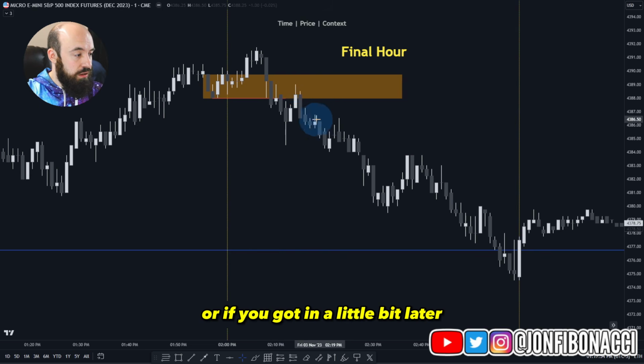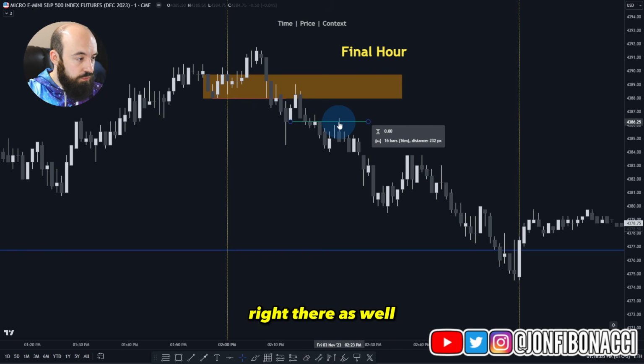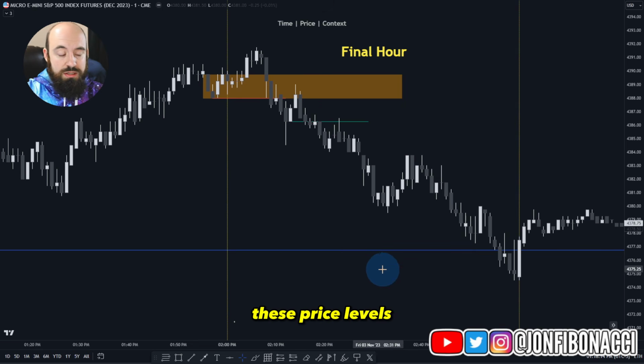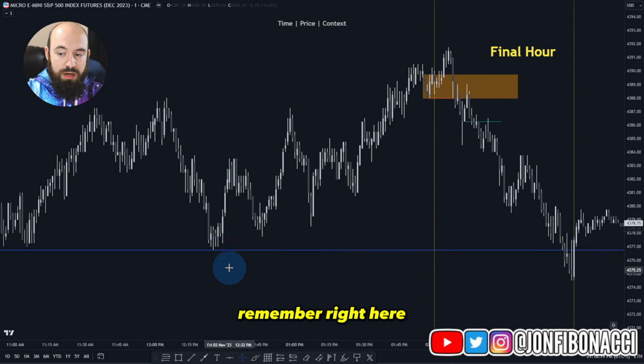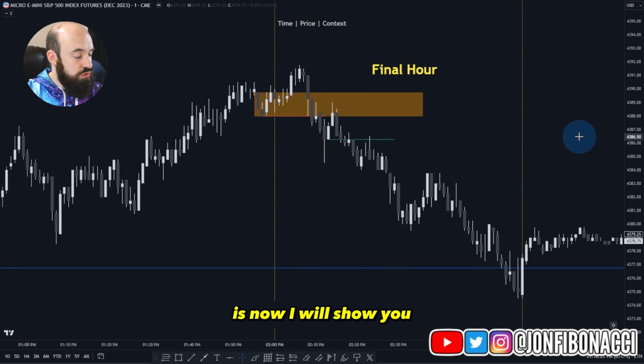Or if you got in a little bit later, you have some up candles right there. Again, after the market shifted lower, because in bearish markets, up candles should be respected. So you see that right there as well. Not the greatest entry, but it's still an entry before the market happens to trade lower. Again, down to these price levels down in here, which is those trailing stops, remember? Right here.